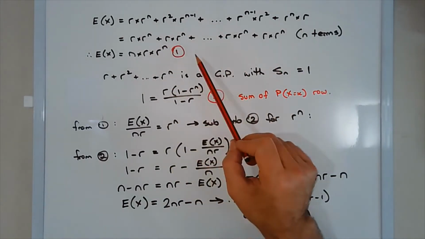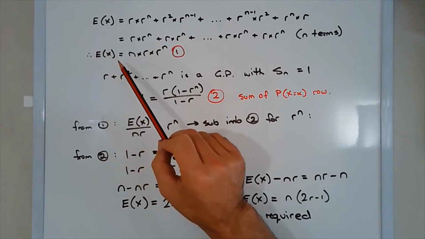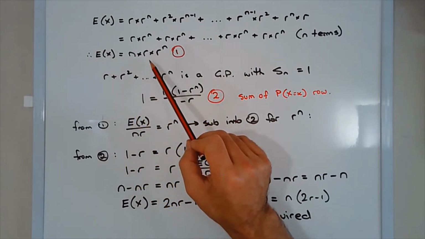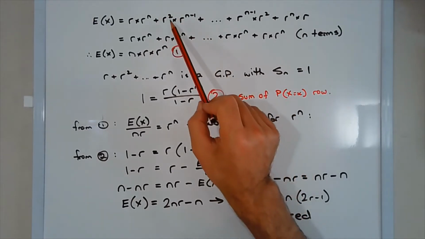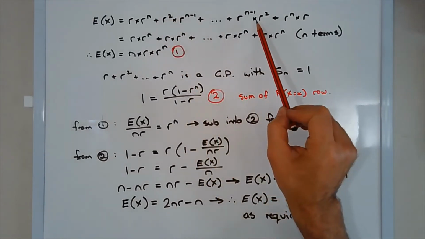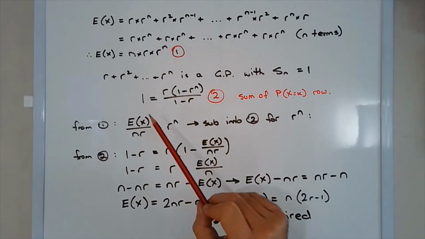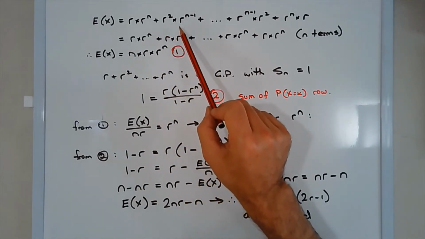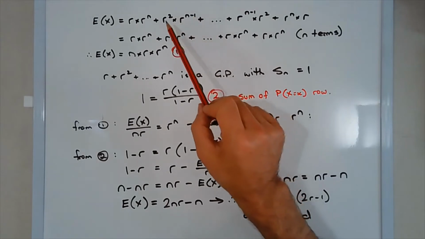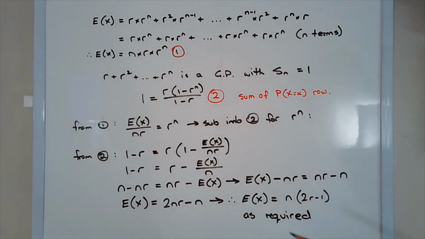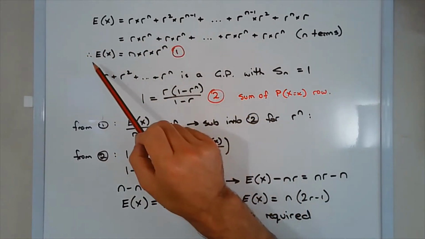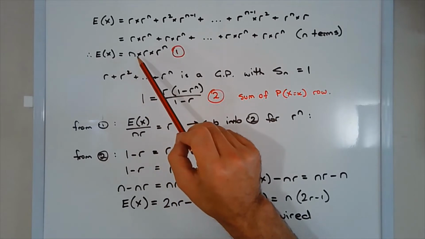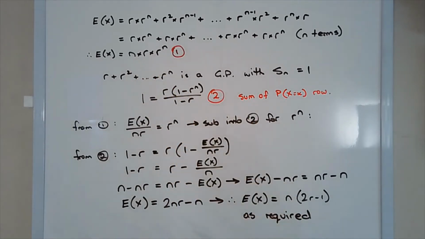So simplifying all this, we end up with the expected value of x is equal to n multiplied by r multiplied by r to the power of n. Since we can use basic index laws to express each of these terms in terms of r and r to the power of n. So r squared multiplied by r to the power of n minus 1, if you add the indices, that's r to the power of n plus 1, which is just r multiplied by r to the power of n. Hence why we come up with this equation here. The expected value of x is equal to n multiplied by r multiplied by r to the power of n.